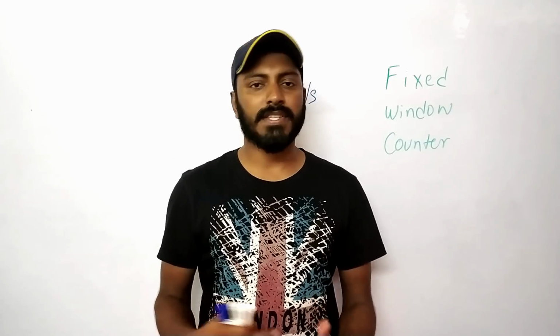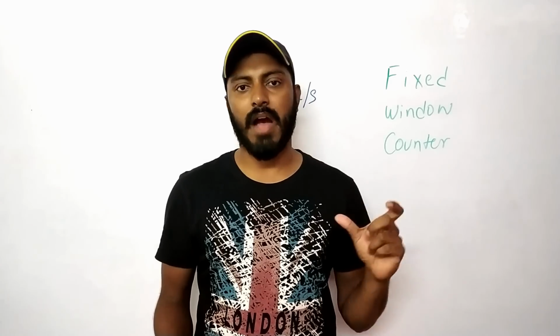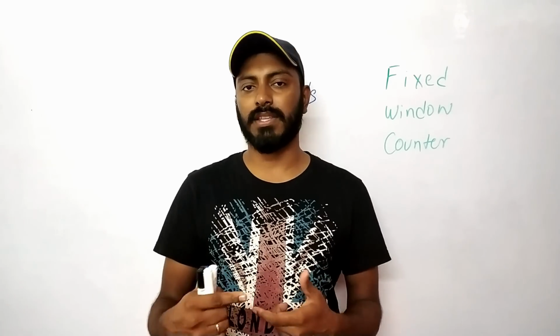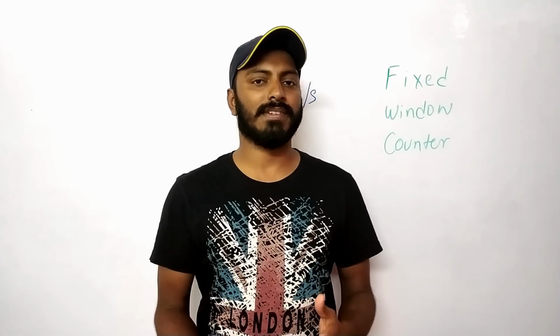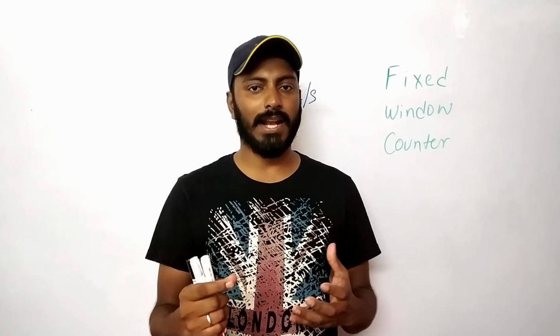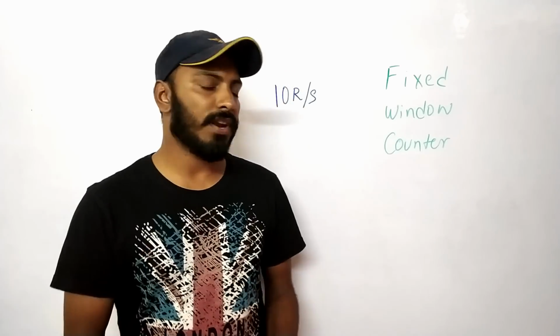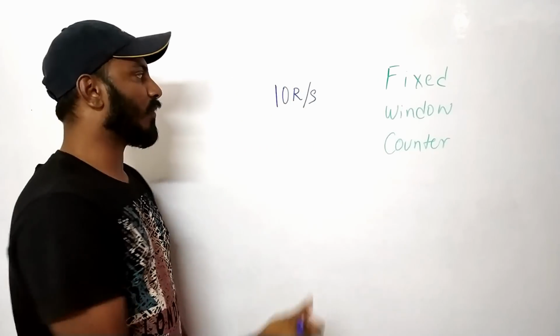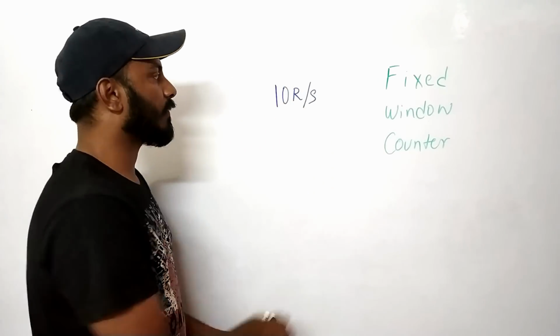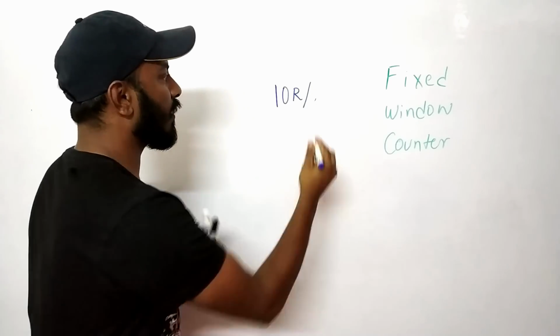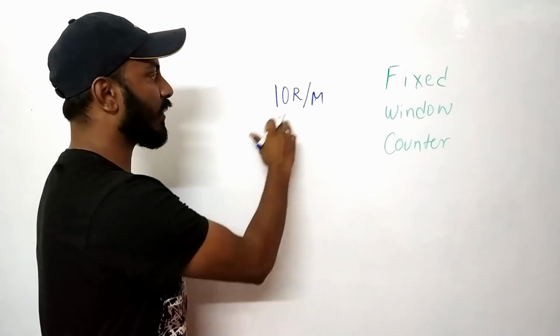So the next algorithm is fixed window counter. This is the simplest algorithm, in which we have a counter. We keep on incrementing the counter for every request. And when the counter exceeds the rate limit, we are going to drop all the requests which are coming in. Say, for example, we want to have a rule like 10 requests per, not second, per minute. So 10 requests per minute.